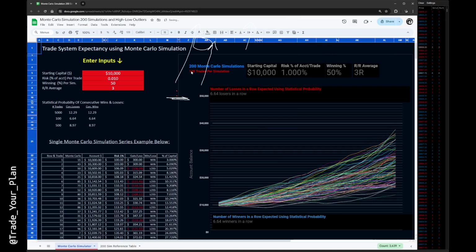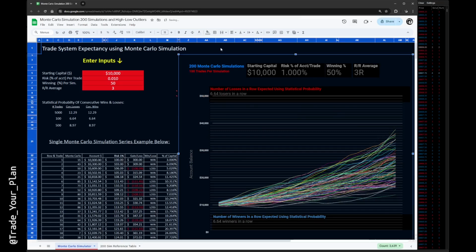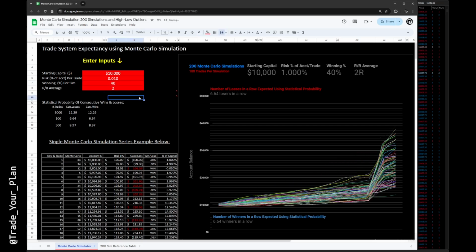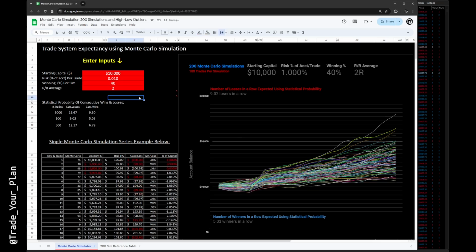All right. So the first thing we're going to do here is look at this Monte Carlo, and we're going to say we have a $10,000 account. We're risking 1% per trade. We're looking for 2 R's on each trade. We're going to assume that we have a 40% win rate. We're only going to win 4 out of 10 trades.